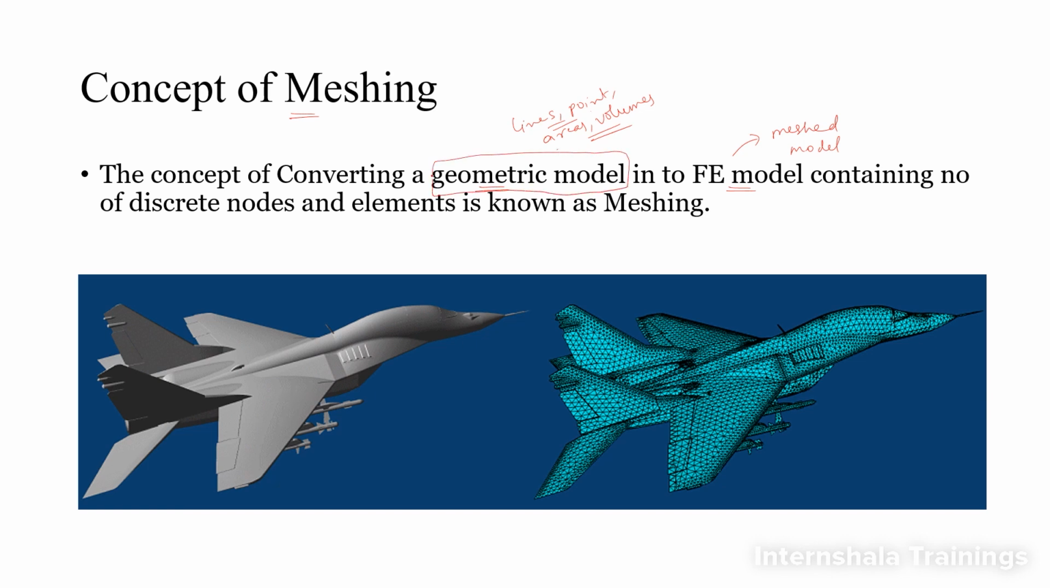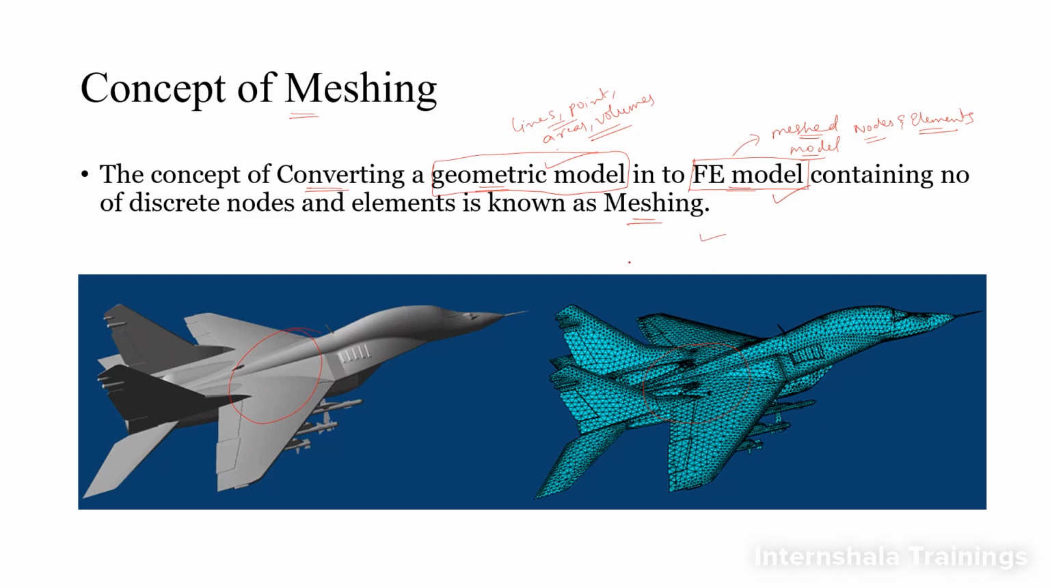But what is a meshed model or finite element model? So finite element model is nothing but a model which contains simply nodes and elements, right? Nodes and elements. It will not contain anything else. So that is what is called as a meshed model or finite element model. Now, the process of converting a geometric model into finite element model or meshed model is nothing but meshing. So the process of converting geometric model, which is represented here, into a finite element model, which is represented here, is nothing but called as a meshing.